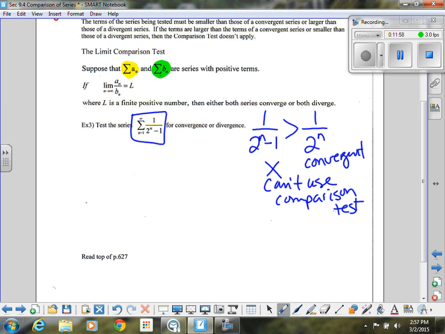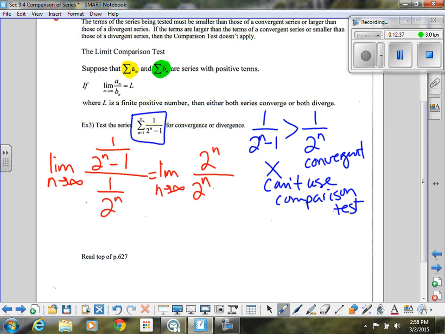So instead, we're going to do the limit of the ratio of those two. I'm going to do the limit as n approaches infinity of my original one, 1 over 2 to the n minus 1, over 1 over 2 to the n. Now notice these are very similarly related, and I still know that 1 over 2 to the n is converging. I'm just doing a ratio of those two in the limit. If I rewrite this a little bit, this is going to be the limit as n approaches infinity of 2 to the n over 2 to the n minus 1.